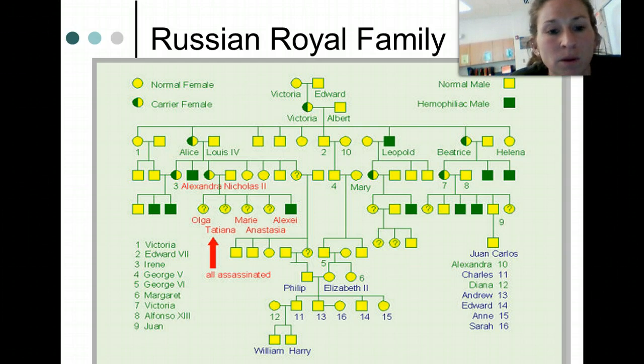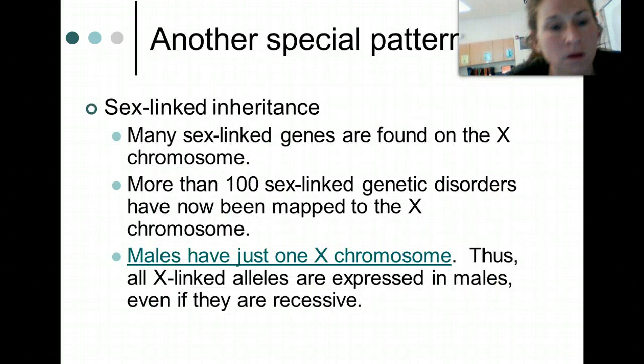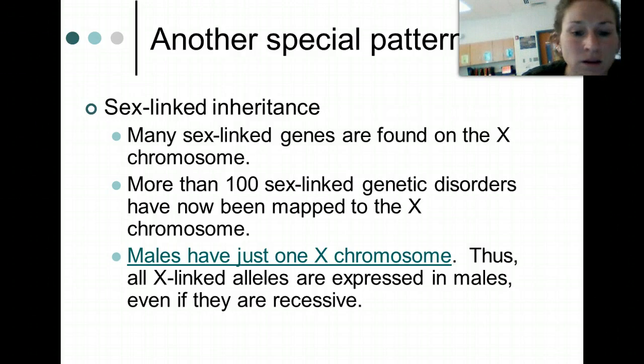So again, just another example of a pretty complex pedigree chart, but not all as simple as that example I showed you. Now that other pattern I was telling you about was sex-linked inheritance. Many sex-linked genes are found on the X chromosome only. So for males, whatever is being passed on their X chromosome, they are going to get, because they don't have another allele to counteract that gene. There are more than 100 sex-linked genetic disorders that have now been mapped to the X chromosome. Again, males just have one, so all X-linked alleles are expressed in males, even if they are recessive.